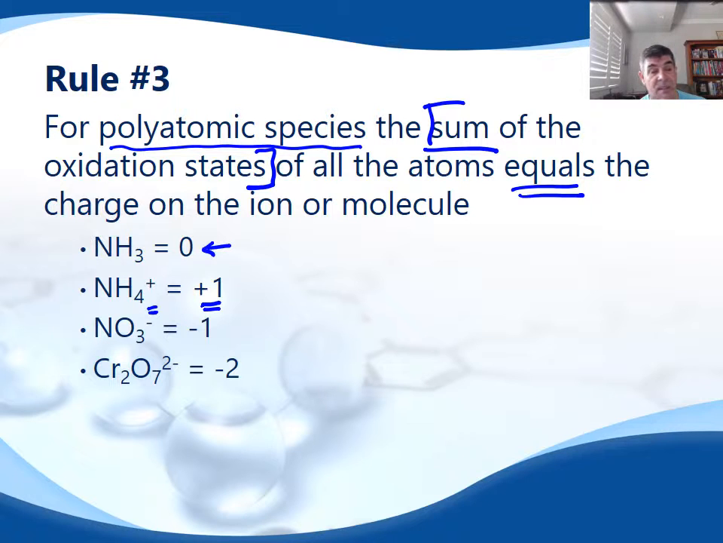Now what this means is we need to start looking at how each of these is represented and therefore calculate individual components. So if, for example, we look at the nitrate ion, we know that the total is going to have to equal -1. But how do we assign values to the nitrogen and the oxygen? Well, that's going to come up in one of our other rules.